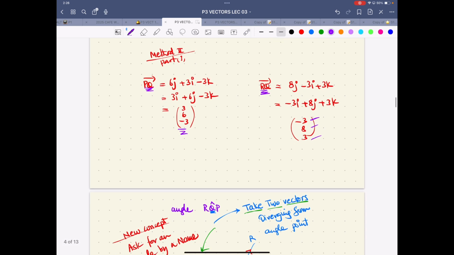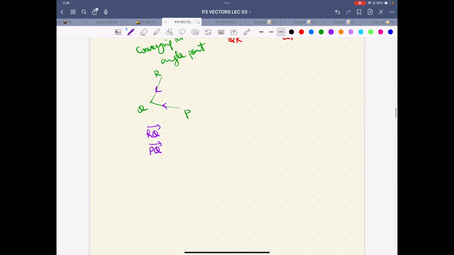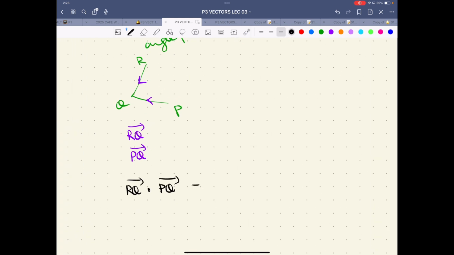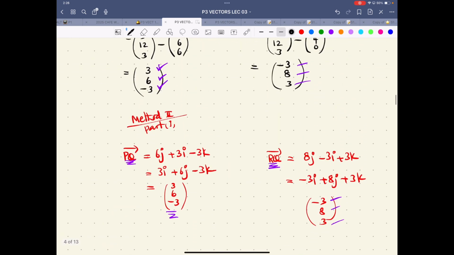So now let's get started. I'll just use this thing. So I have RQ dot product with PQ. That is RQ modulus PQ modulus cosine of theta. Rest of the working is the same as what we have studied, except for this diverging converging thing. Both are perfectly valid, both converging or both diverging. Just remember this rule. What is RQ?